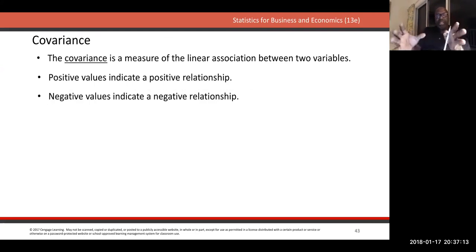So in essence, this measure tells us how the two variables vary together. If one goes up, the other one's going down. If one goes down, the other one is going up, and so forth. Positive values indicate a positive relationship. Negative values indicate an inverse relationship between the two of them.